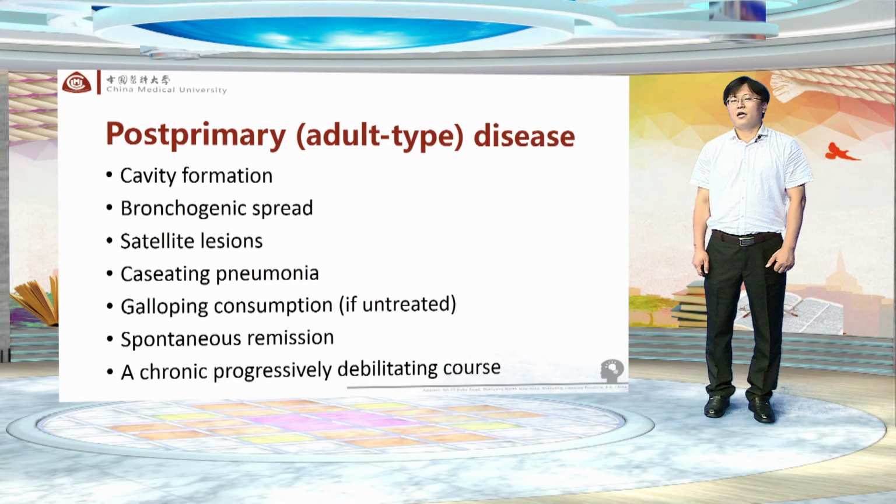If these patients are not treated properly, galloping consumption can also be seen. But some post-primary TB patients can spontaneously remit. Some patients may have a chronic, progressively debilitating course.